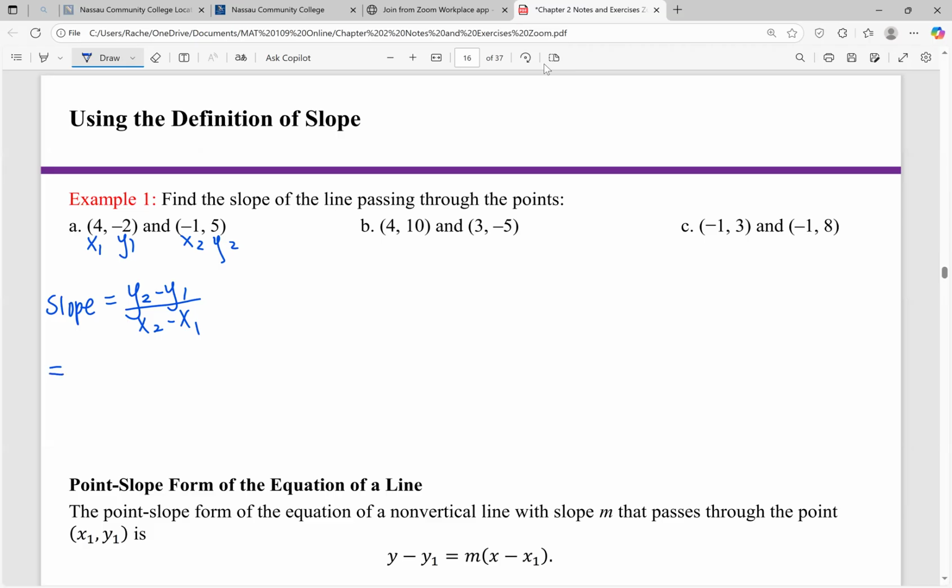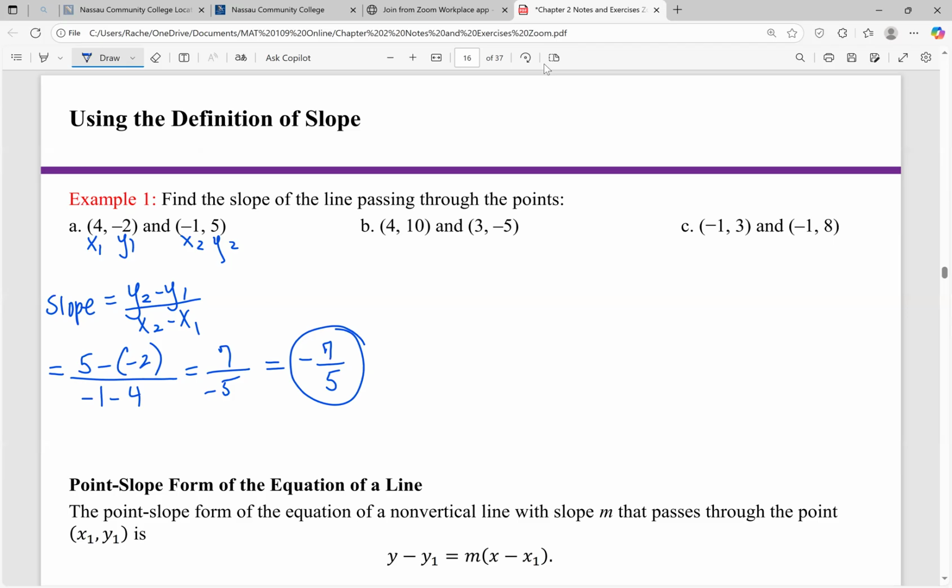In this case, we're going to have 5 minus a -2. So just be careful with the double negative. And then x2 minus x1 is going to be -1 minus 4. 5 minus a -2 is 7. -1 minus 4 is -5. So my slope is going to be -7/5.